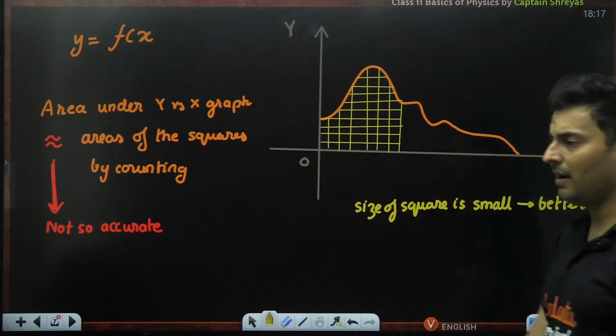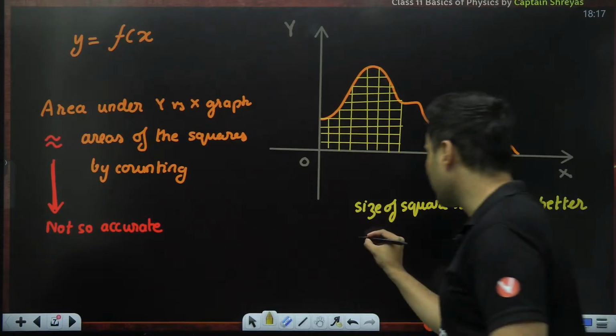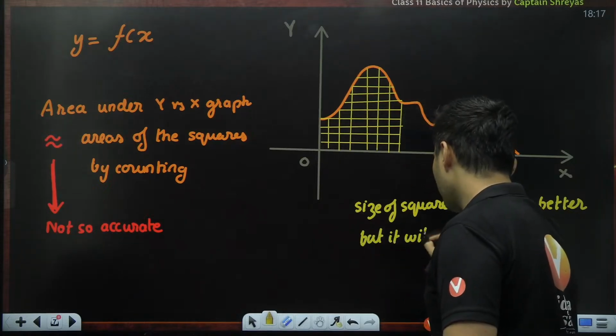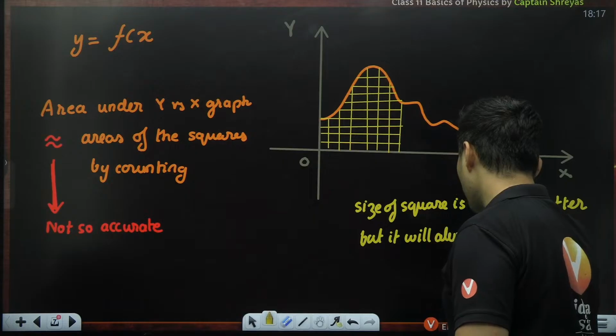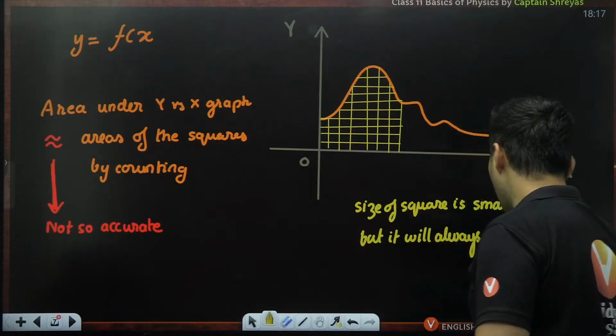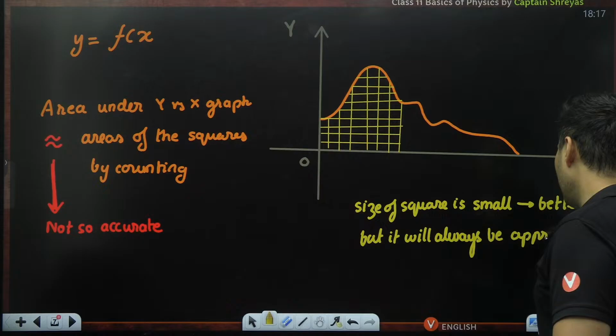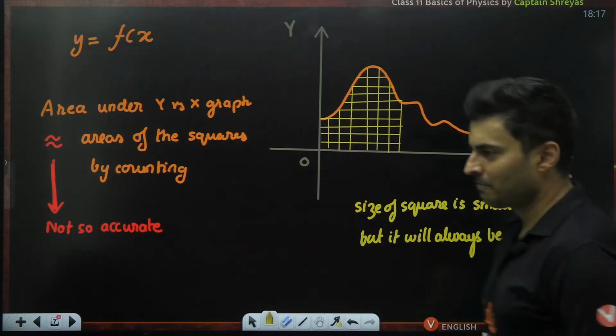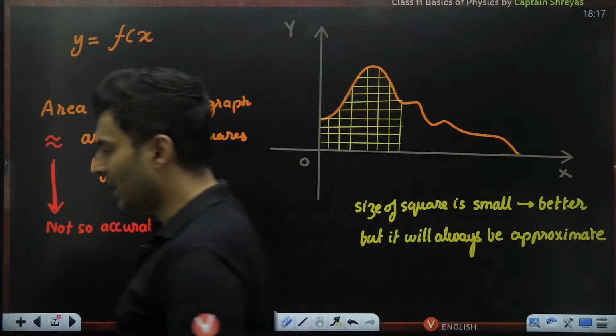will always have some inaccuracy. It will always be approximate. It will never be accurate. Okay, I hope you understand this.